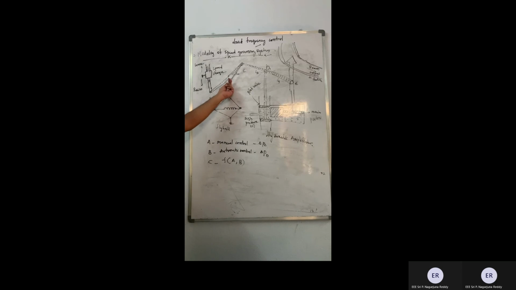As A comes down, what happens to C? It goes up. So it is inversely proportional to the A position. Whereas as B comes down, C also comes down, and as B goes up, C also goes up. So C is in that position. Next is the next one, D.